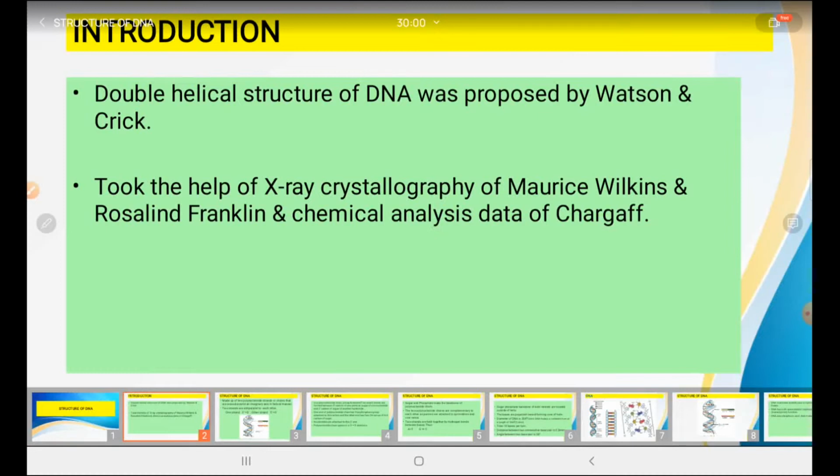As far as DNA is concerned, the double helical structure of DNA was first proposed by Watson and Crick. Okay, the double helical structure of DNA was first given by Watson and Crick by using the X-ray crystallography of Maurice Wilkins and Rosalind Franklin and chemical analysis data of Chargaff. Okay. So what was their hypothesis?